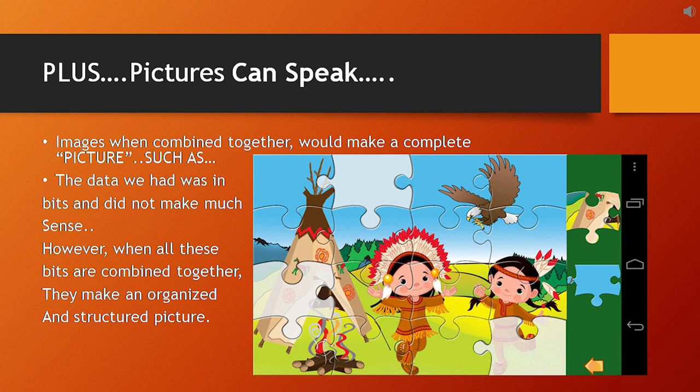Plus, pictures can speak. When combined together, they would make a complete picture, such as in the given example. The data we had was in bits and did not make much sense. However, when all these bits are combined together, they make an organized and structured picture. You can see the result here. The bits and pieces of images have been assembled together and you can see what is happening. Babies are playing and eagles are flying and the fire is burning.